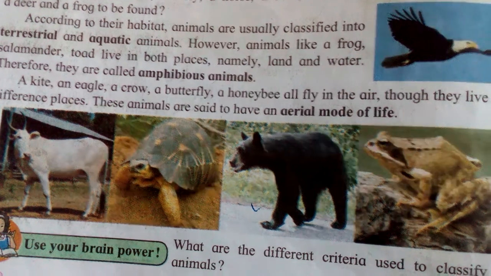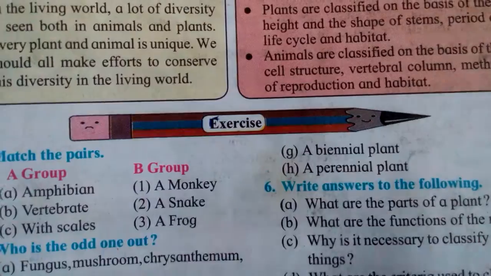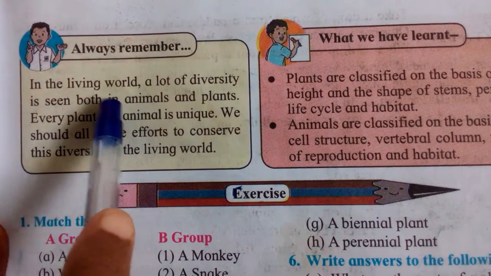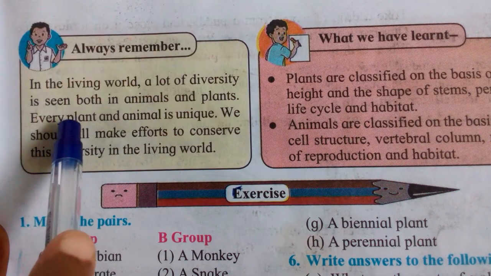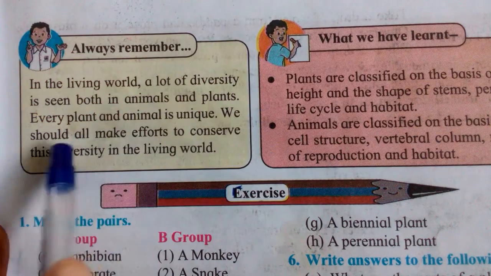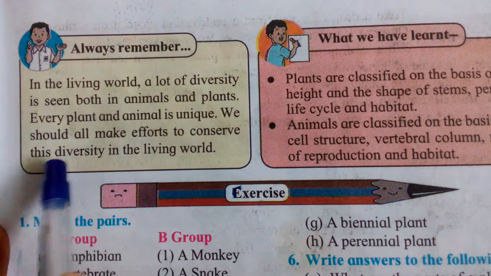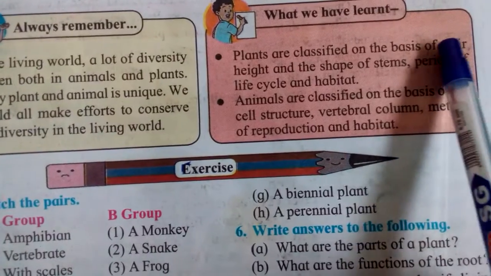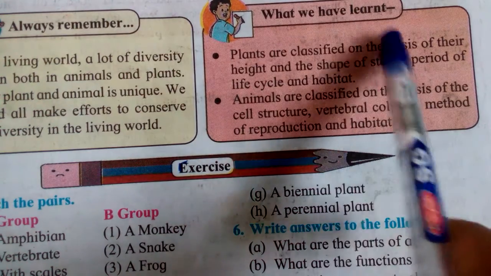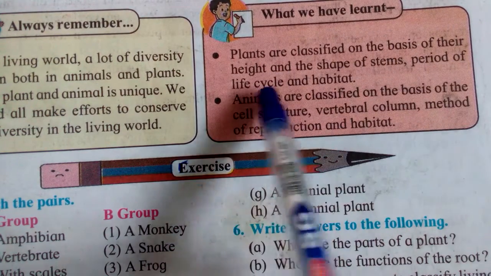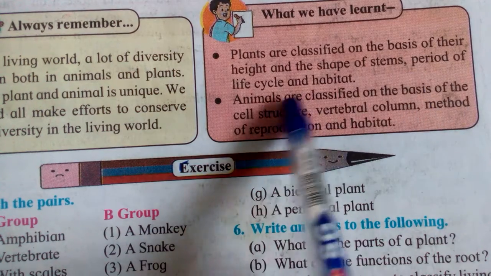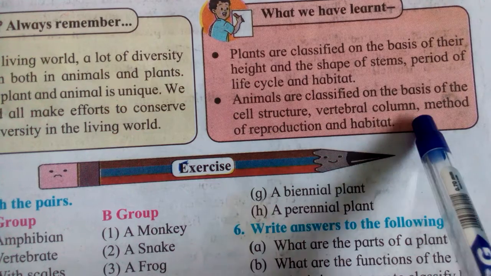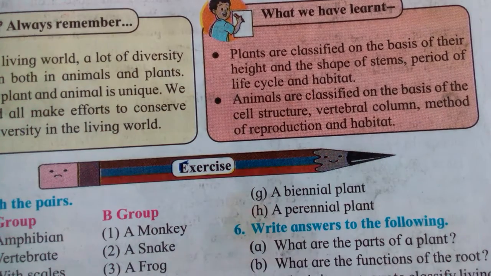All of you understood this, the classification of animals. Okay. See, always remember, in the living world, a lot of diversity is seen in both animals and plants. Every plant and animal is unique. We should all make efforts to conserve this diversity in the living world. Means we cannot hunt the animals. Then what we learn? Plants are classified on the basis of their height and shape of stems, period of life cycle and habitat. Animals are classified on the basis of cell structure, vertebral column, method of reproduction and habitat.